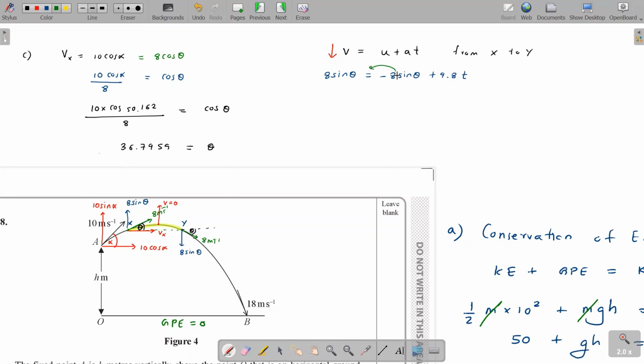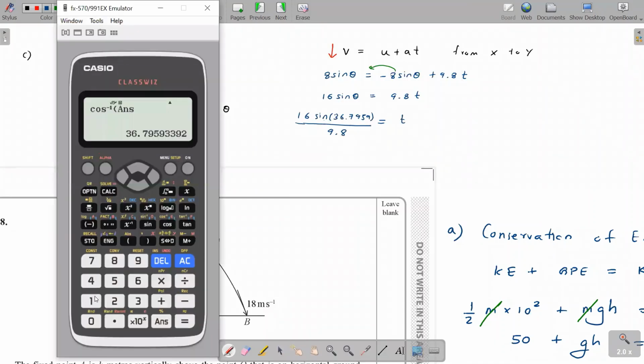Take the 8 sine theta to the other side. So 8 sine theta plus the 8 sine theta is 16 sine theta equals 9.8 T. Input the value here, sine 36.7959, divide by 9.8. Give the final answer correct to 3 significant figures. So 16 sine 36.7959 divided by 9.8, and I get 0.9779. So this is an approximate answer.